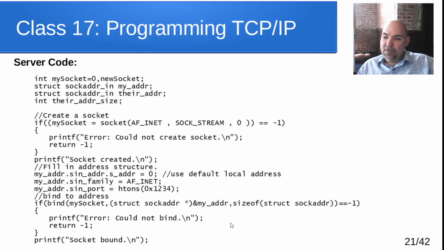All right, so here's server code that would go along with that. And again, this is just a snippet. It's not inside of a function, so it's not valid C code in an entire program. It's just a snippet. But you'll notice we have my socket. We also have new socket. And now I have two addresses here. I have my address and I have their address. So mine is the address of the server. Their address is going to be when they connect to us, I'm going to get their address. And then I have this integer, their address size.